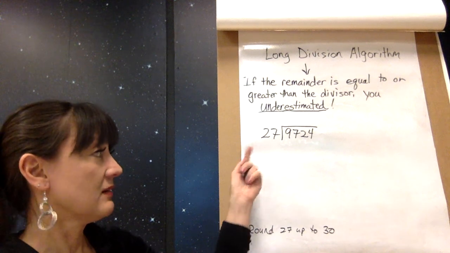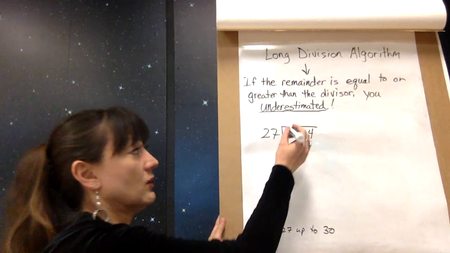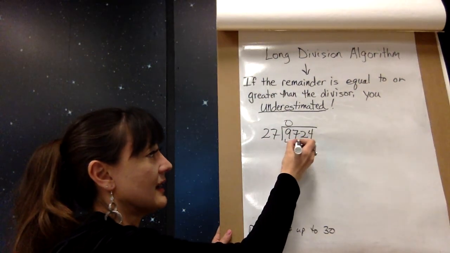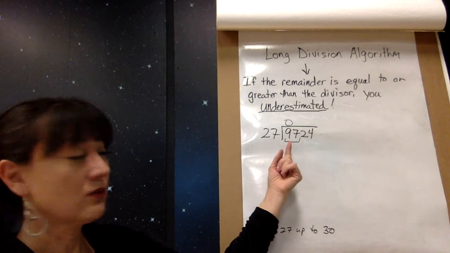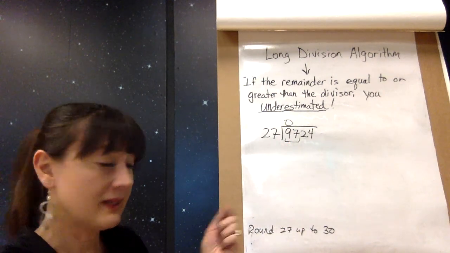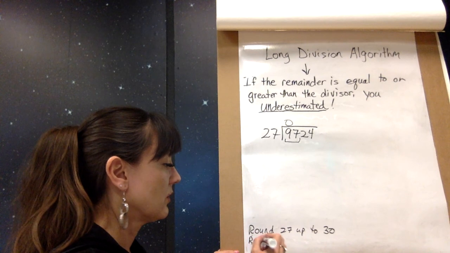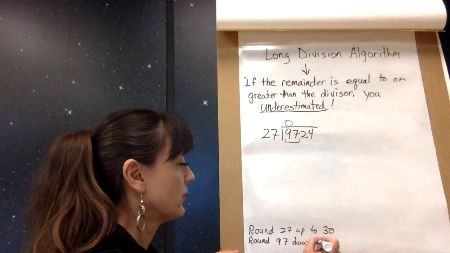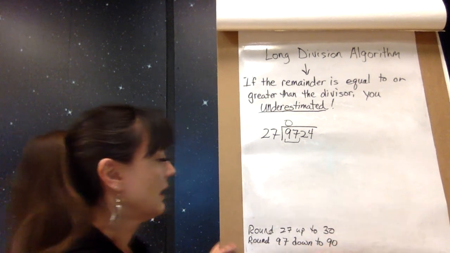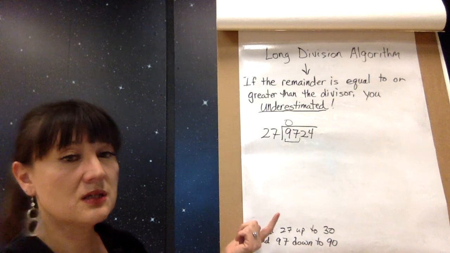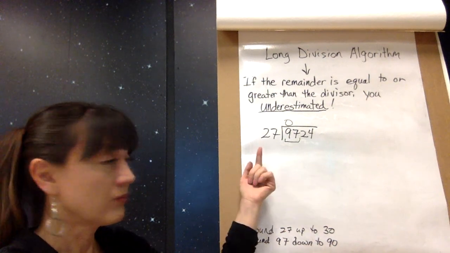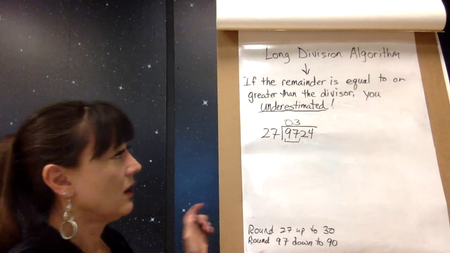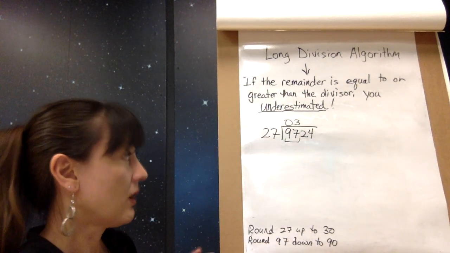And I'm going to ask myself again, can 27 fit into 9? No. So I'm going to place my placeholder 0 up there. Now I'm going to look at the next unit. And an easy number that I could round 97 to would be 90. So I am going to round 97 down to 90. And so 30 goes into 90 3 times. So I'm going to go ahead and try that number. So I'm going to go ahead and put a 3 on top of the quotient bar up there.